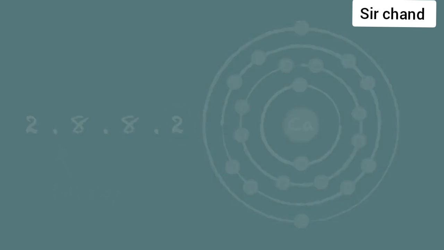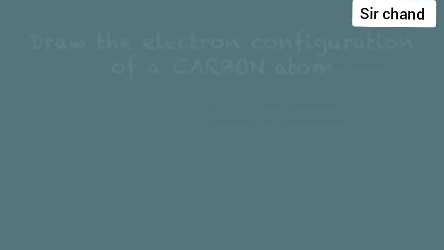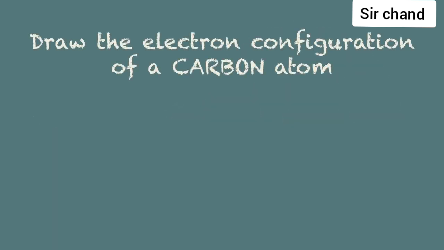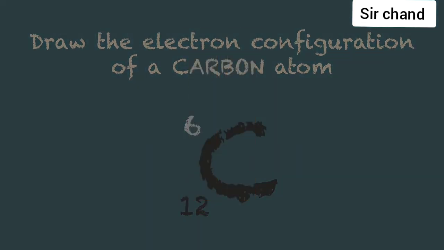And so now it's your turn. I'd like you to draw the electron configuration of a carbon atom. Pause the video, find a piece of paper and have a go.